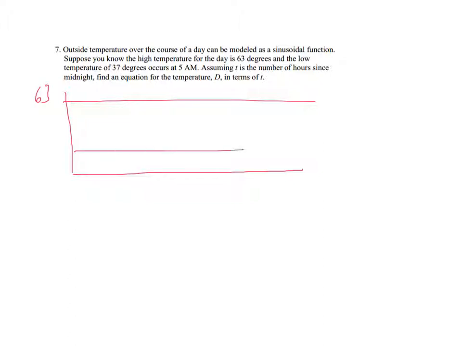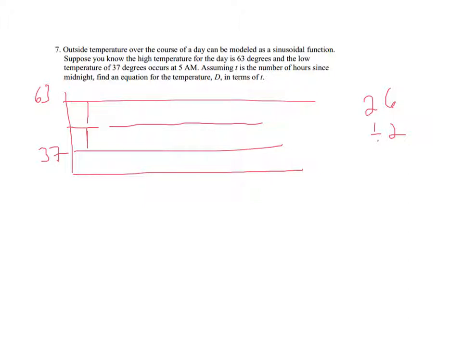So here's another temperature model. We know that the high temperature for the day is 63, so that highest part is going to be 63. The low is 37. They aren't telling us the average. So if I want to find the midline for this graph, we'll subtract 63 and 37. And what is that? That's 26. And 26 divided by 2 is 13. So the amplitude of this graph is 13.